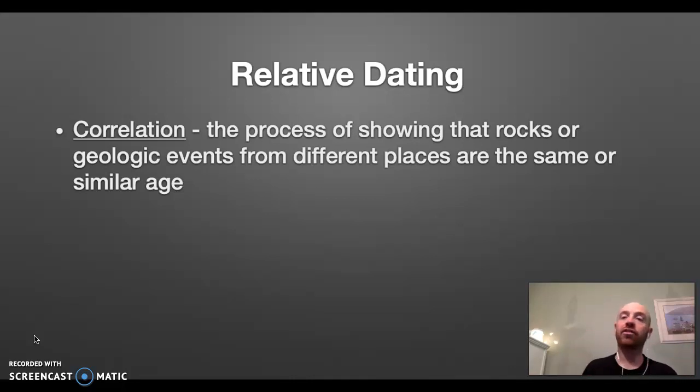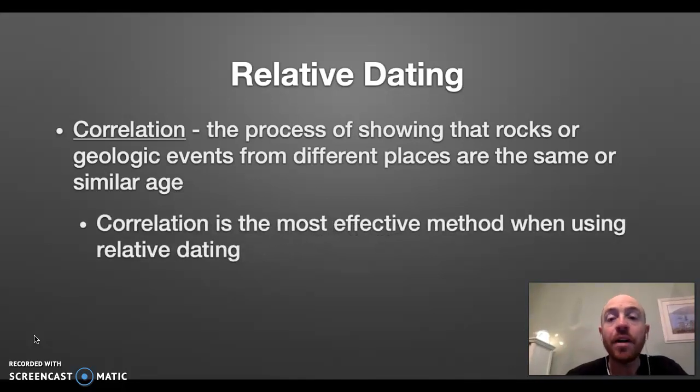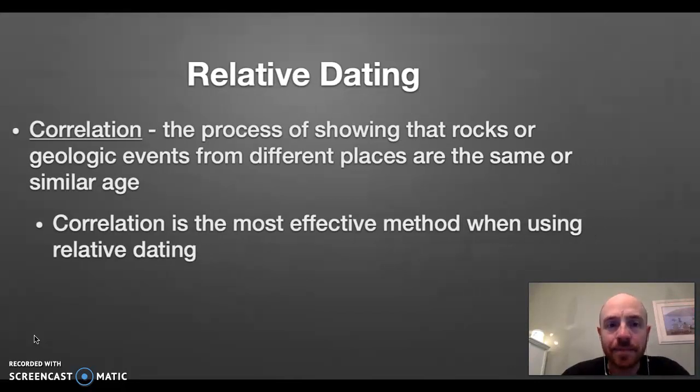So a correlation is just a process by which we can connect different events and say that even though they're in different places at different times, they're probably the relatively same age because of the area where they're found. Correlation is most effective when we use relative dating. It's more effective than the laws of superposition, because we can say different places are the same age and the same time period.